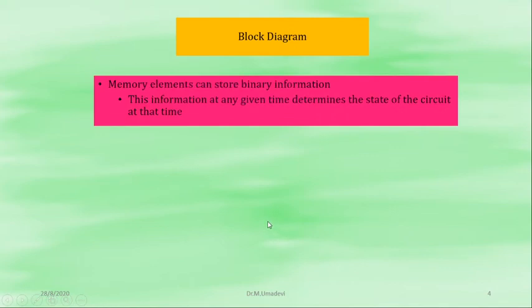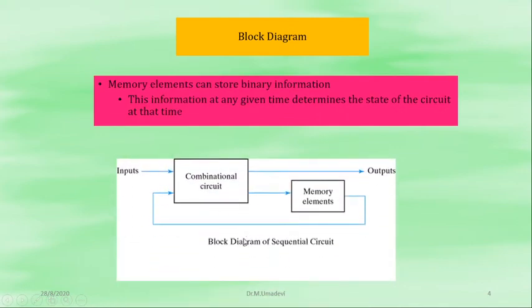And this is the block diagram for a sequential circuit, with a combinational circuit and a memory element, and it has input and output. The memory elements can store binary information. This information at any given time determines the state of the circuit at that time. And this is the block diagram for a sequential circuit.